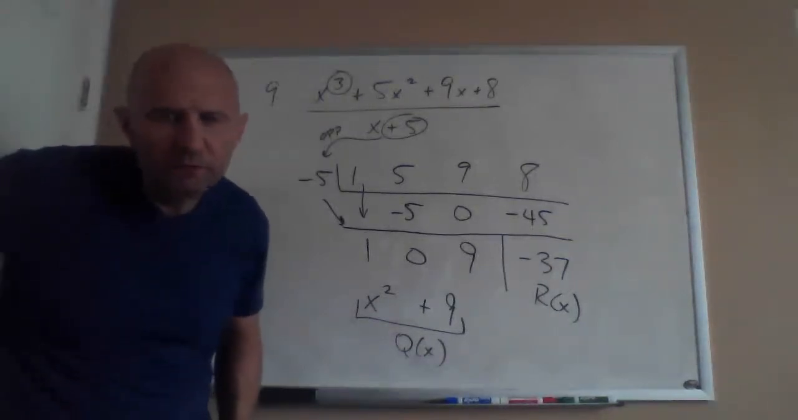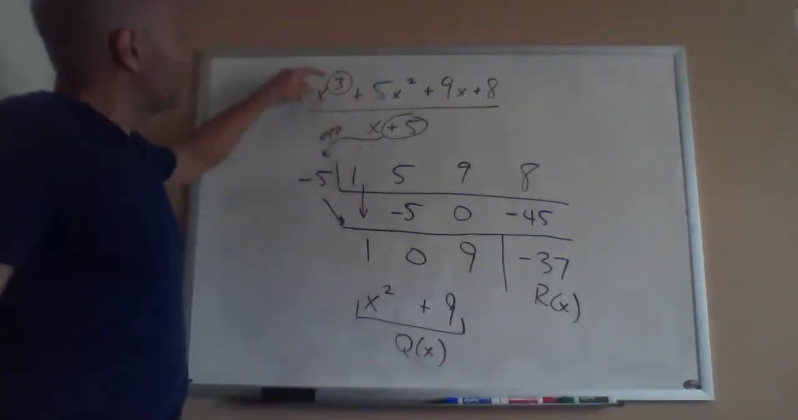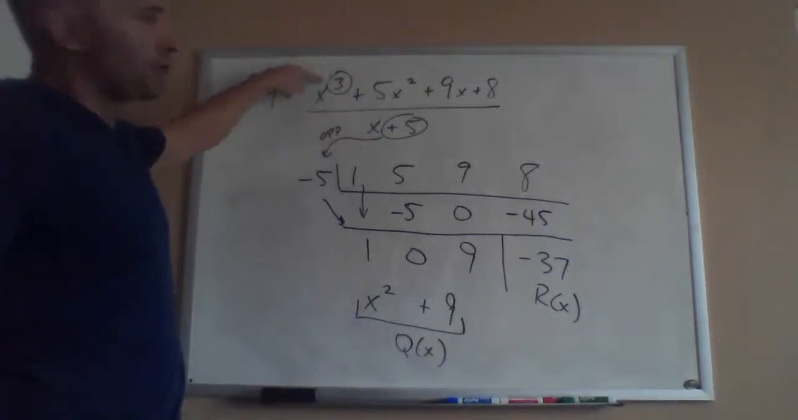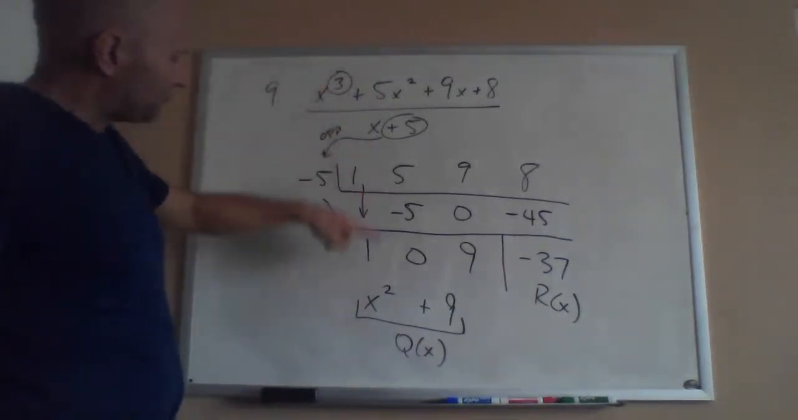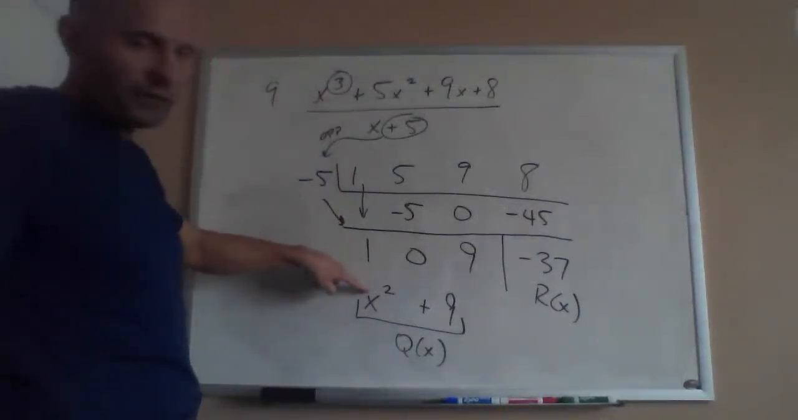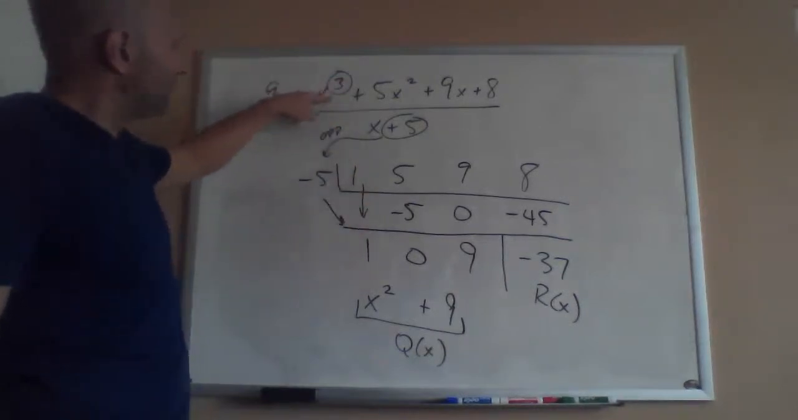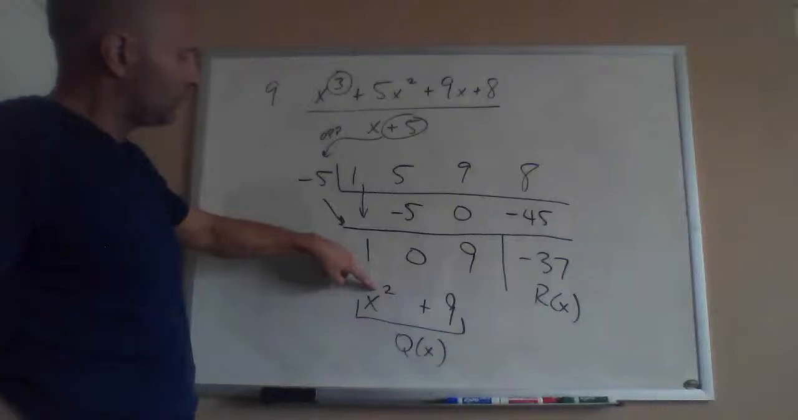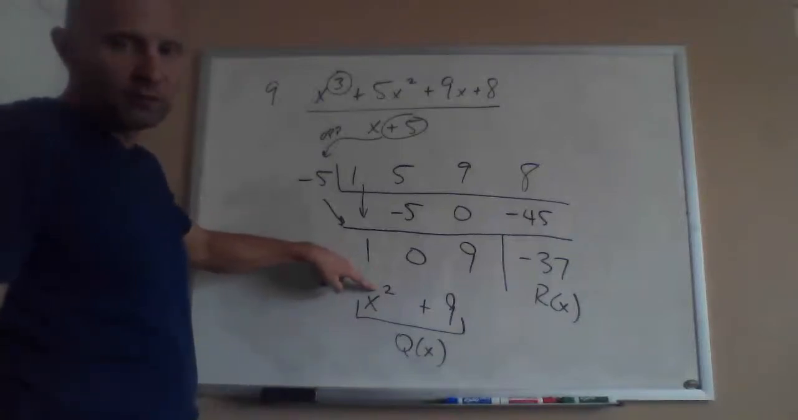Where did you get x squared? So I started with x to the third, so my answer is always going to be 1 exponent less than that. I'm going to start with x squared in my answer. So if this was x to the fifth, my answer would have started with x to the fourth.